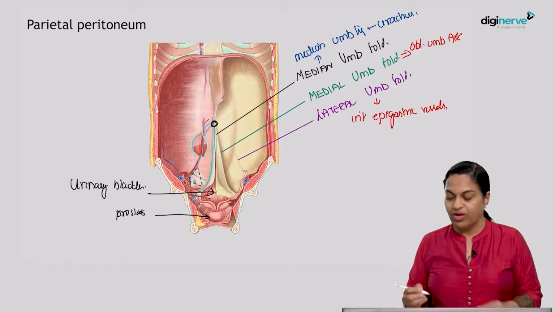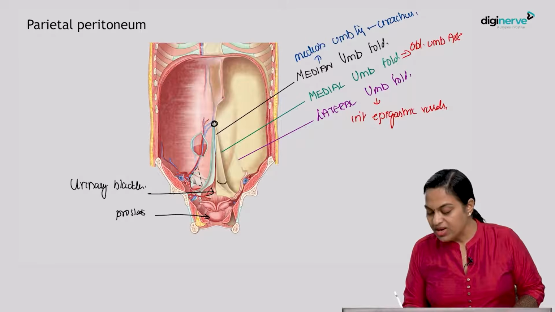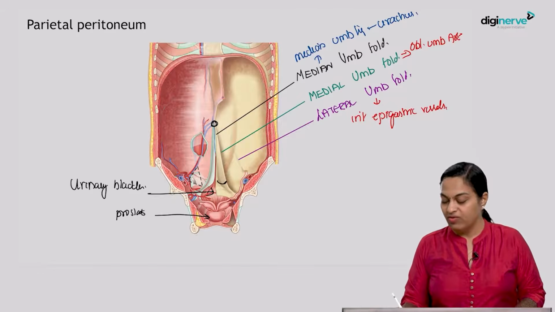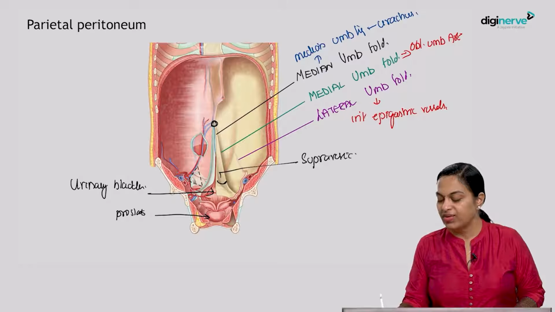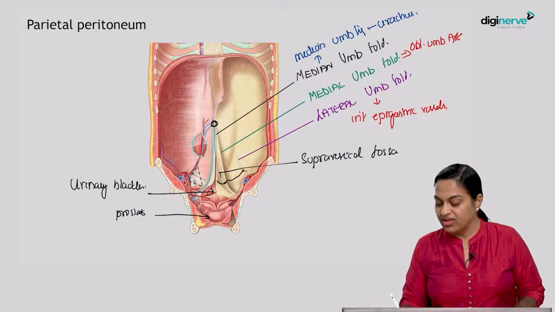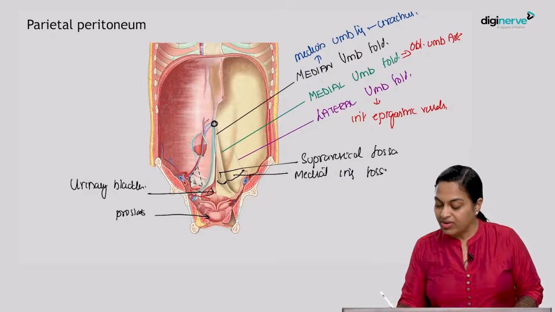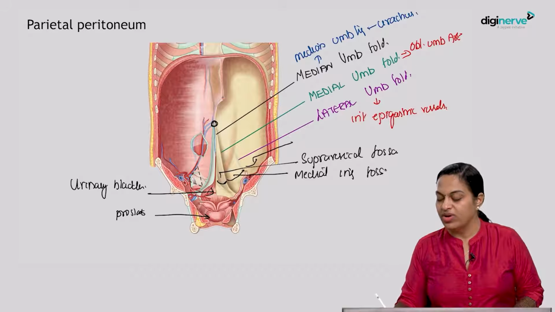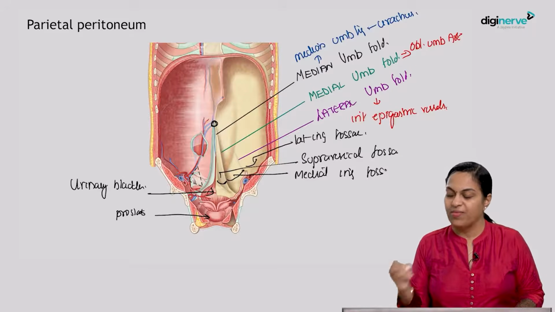And this area between the folds, we are going to call them fossae. So between the median and medial umbilical fold, we'll call it the supravesical fossa. Just lateral to it, between the medial and lateral, this will be the medial inguinal fossa. And lateral to the lateral umbilical fold, this will be the lateral inguinal fossa.